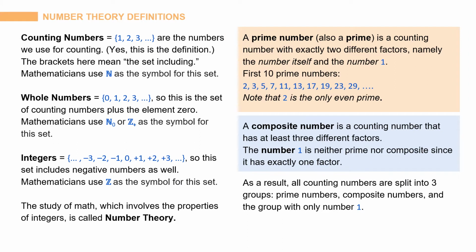A composite number is a counting number that has at least 3 different factors. The number 1 is neither prime nor composite since it has exactly one factor, 1. So as a result, all counting numbers are split into 3 groups: prime numbers, composite numbers, and the group that only has the number 1.